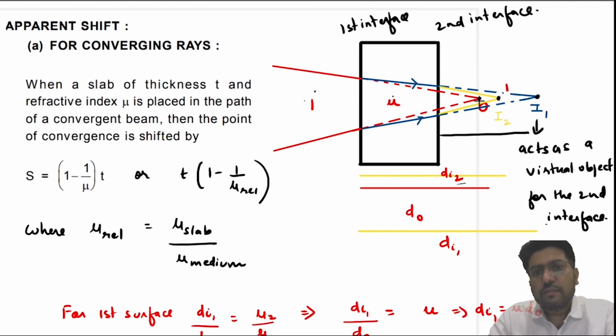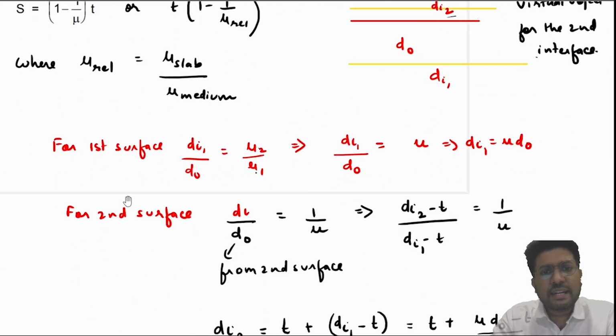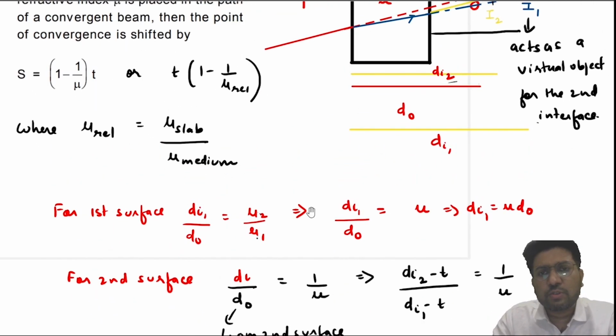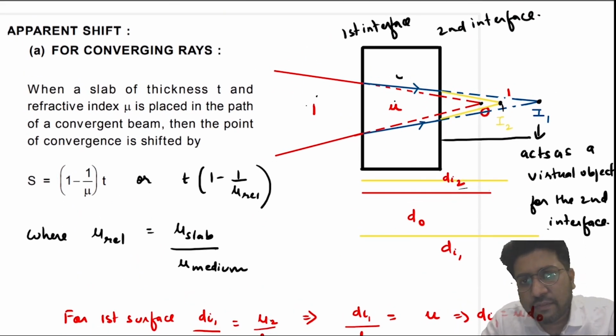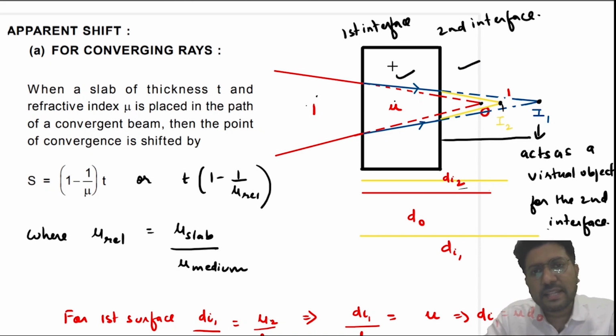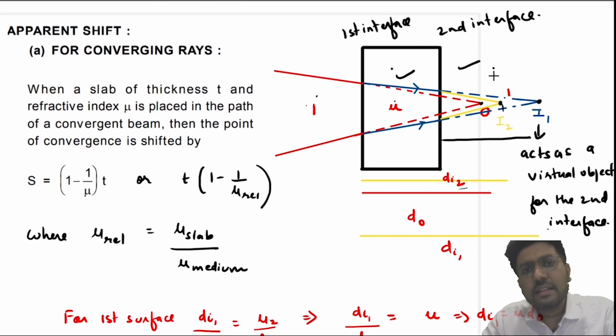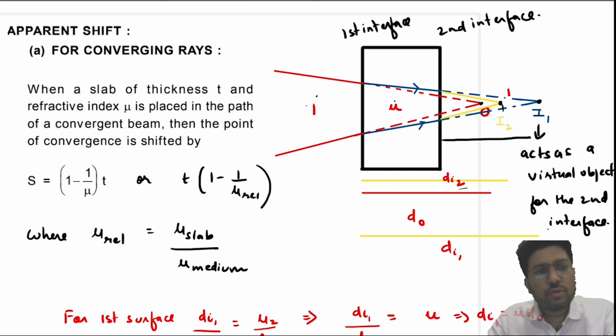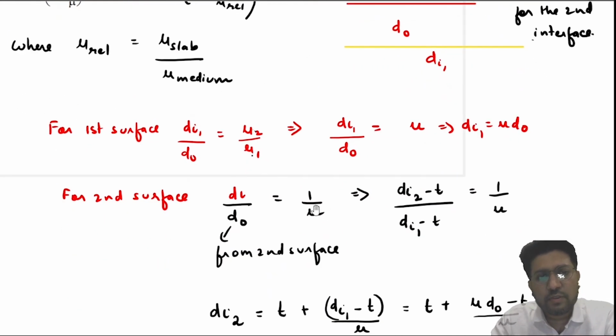Okay then. From the first interface, let the image of I2 be di2. Now listen carefully. For the second interface, you know that di by do has to be equal to mu2 by mu1, and this time the ray of light is traveling from this medium to this medium. That means this is the incident side and this is the refracted side. So the refractive index mu1 is mu and mu2 is 1. So I will write mu2 by mu1 is 1 by mu. Here I have written di by do is equal to 1 by mu for the second surface.